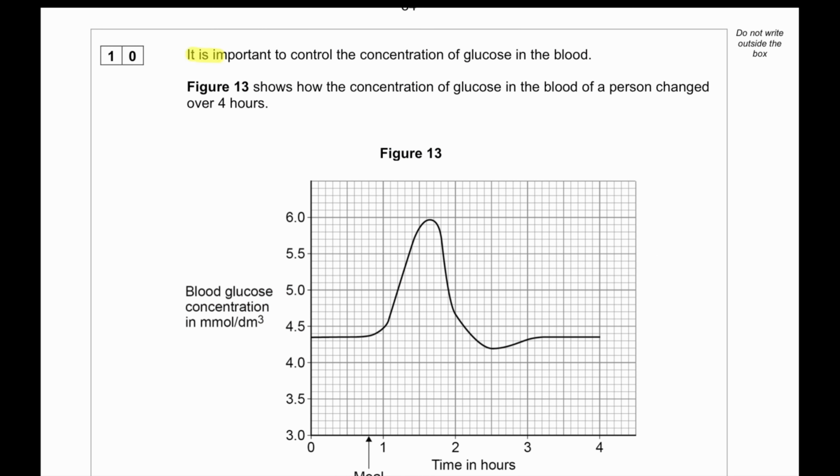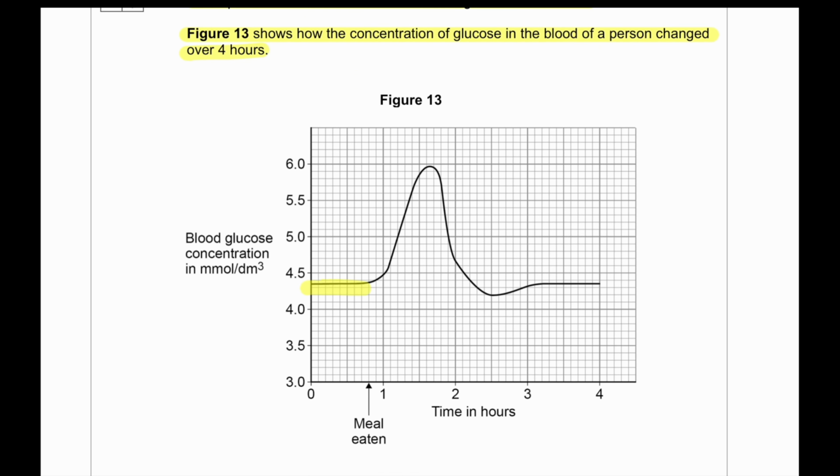All right. It is important to control the concentration of glucose in blood. Figure 11 shows how the concentration of glucose in the blood of a person changed over 4 hours. We can see the blood glucose concentration was between 4 and 4.5. It rises after a meal is eaten to 6.0, and then the blood glucose concentration dips down to 4.3, 4.2, and then rises to 4.35.